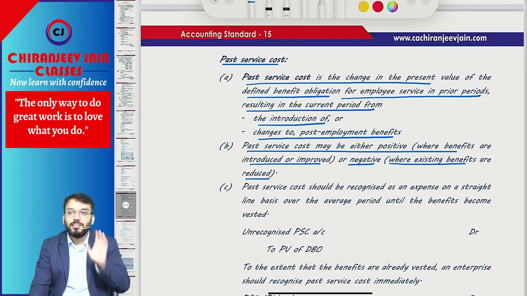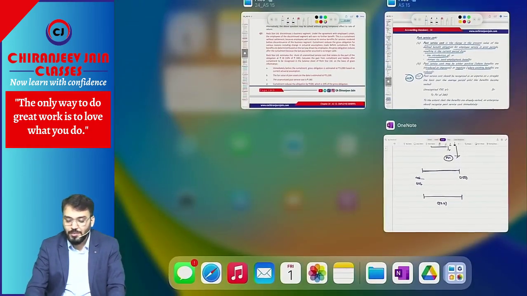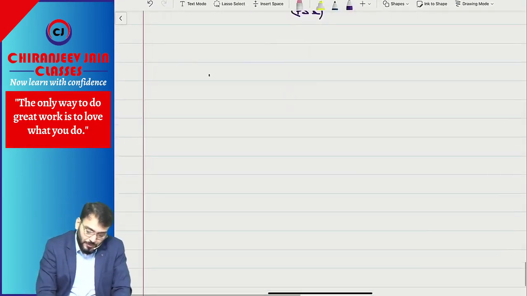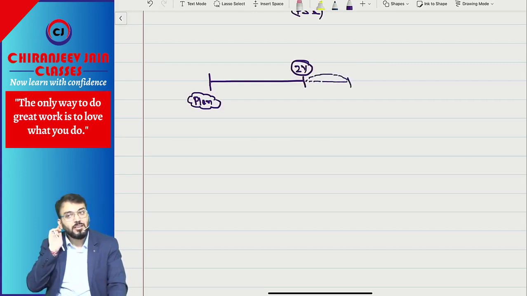Correct. Now what they want to say, accounting treatment is a little bit interesting. This is very important for MCQ. Very important. What they want to say is, suppose a plan was introduced on this date, and 2 years have expired. This is our current year.